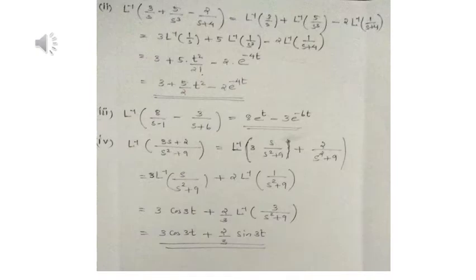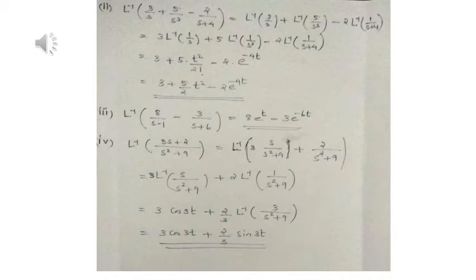So the third question is L inverse of 3 by s plus 5 by s cube minus 2 by s plus 4, which is equal to L inverse of 3 by s plus L inverse of 5 by s cube minus 2 into L inverse of 1 by s plus 4. Okay, so 3 is a constant, so taking 3 common, we can write it as 3 into L inverse of 1 by s plus 5 into L inverse of 1 by s cube minus 2 into L inverse of 1 by s plus 4.